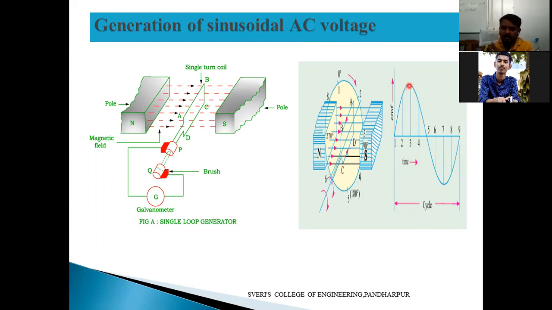Next, what will happen from 90 to 120 degrees? At 120 degrees, it will slowly rotate again here. The flux linkage will reduce and the EMF will be reduced here.